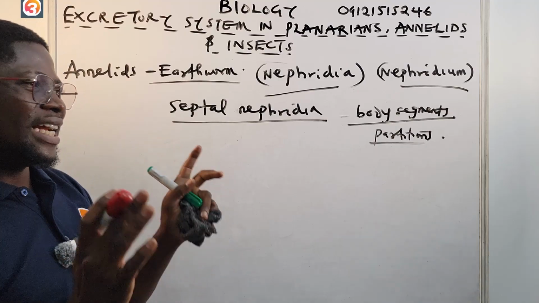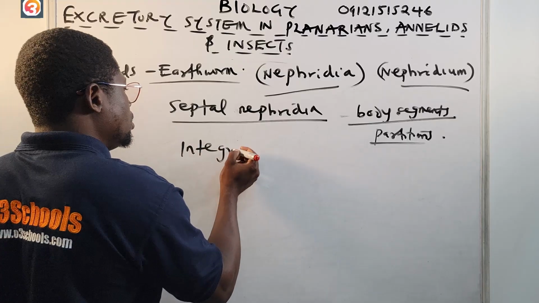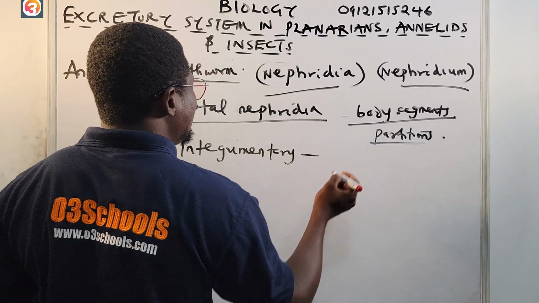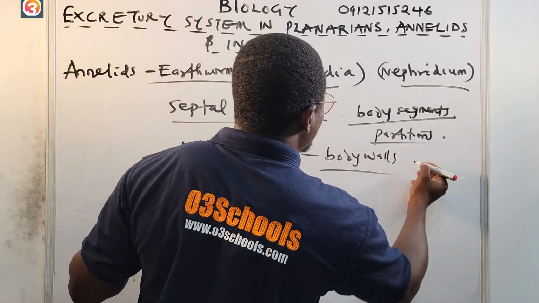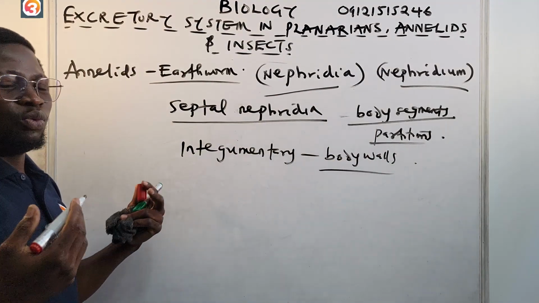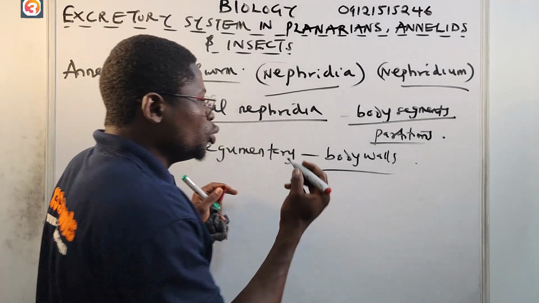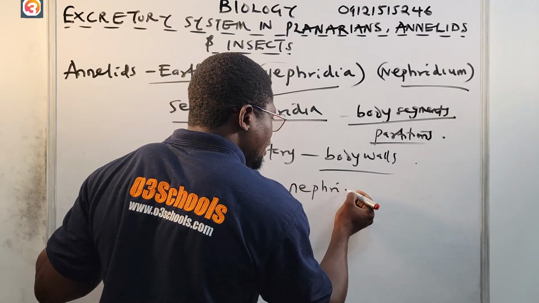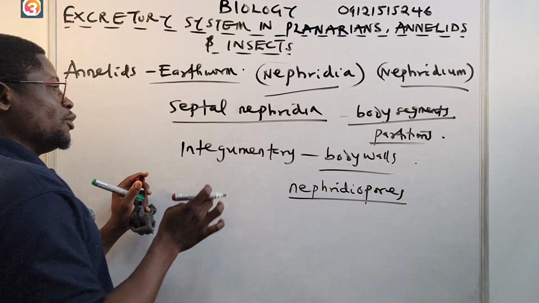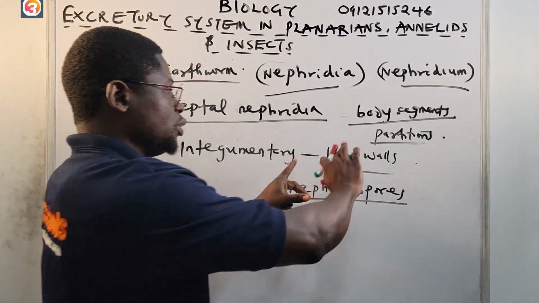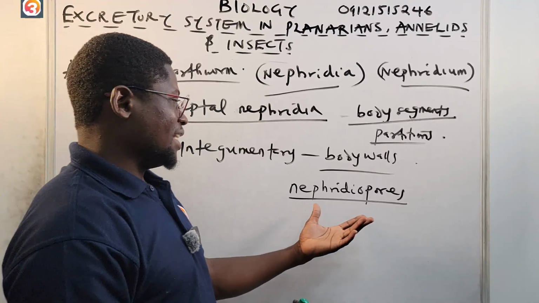Then number two, we have another type of nephridia called the integumentary nephridia. This one is found in the body walls, and it helps to excrete waste through small openings called nephridiopores. So the integumentary nephridia is found in the body walls, and it helps to excrete waste through small openings called nephridiopores.